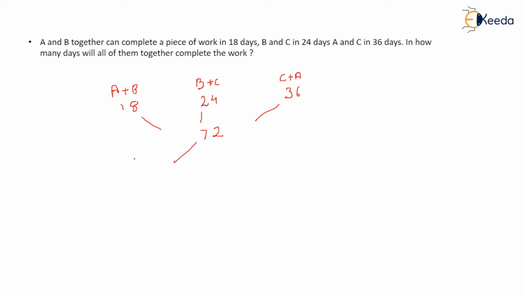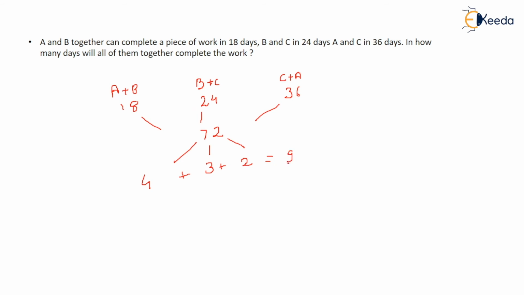What that means, A plus B can write how many pages? 4 pages in a day. B plus C can write how many pages? 3 pages in a day. And C plus A can write 2 pages in a day. So particularly how many pages are they writing in a day? They are writing 9 pages in a day.